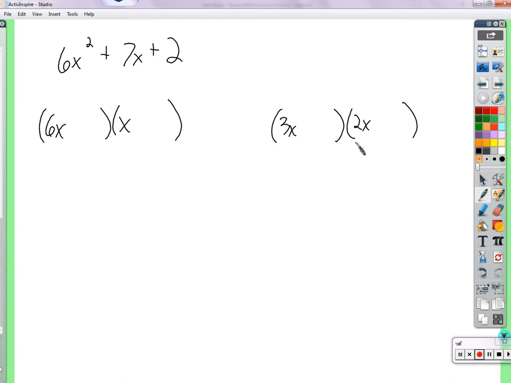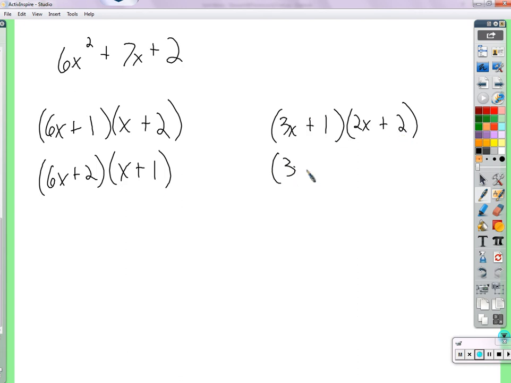But the good news is that, as we have in the previous two examples, we go to the last number here and say, well, that's a 2. How do I multiply and make 2? 1 times 2. There's only one way. So I can try 1 and 2. As we learned before, though, that's different from having a 2 and 1. We can do 3x plus 1 and 2x plus 2, or maybe it's 3x plus 2 times 2x plus 1.